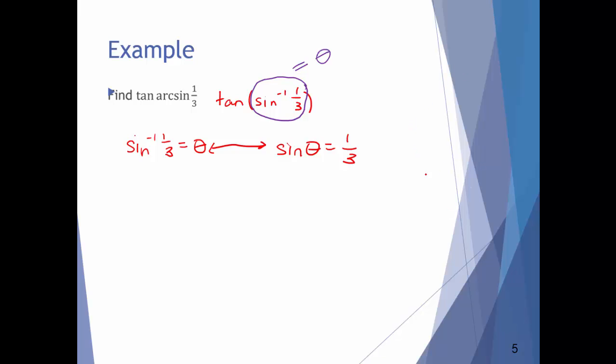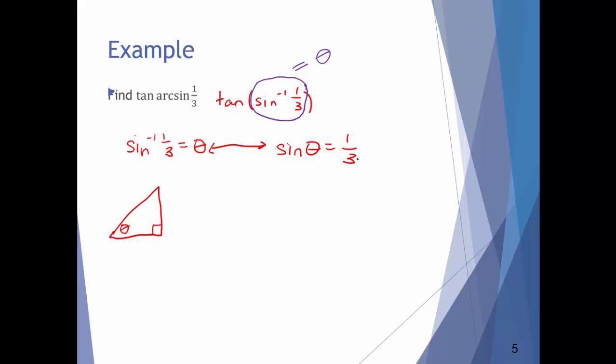So we're going to switch over to triangles. And as long as you're working with acute angles, triangles will work. And we know we're working with an acute angle because theta has to be between negative pi over 2 and pi over 2. So I have this angle here, theta. And I know that the sine of this angle is 1/3.